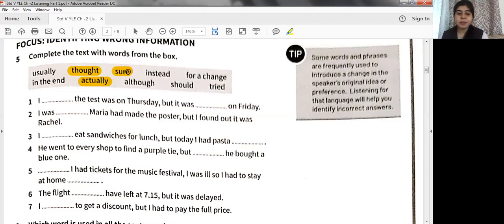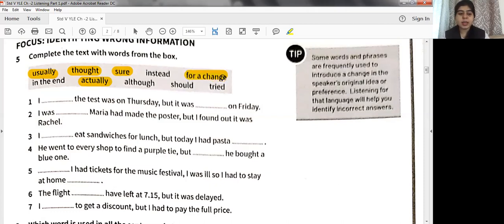Let's move to the third one. I dash eat sandwiches for lunch, but today I had pasta. We say, no, I usually prefer going to my home, but today I went to my friend's house. Okay, for a change. So the third one is I usually eat sandwiches for lunch, but today I had pasta for a change.